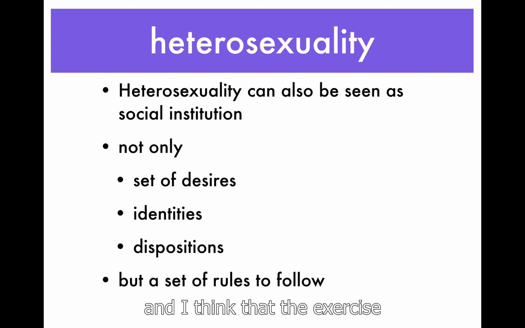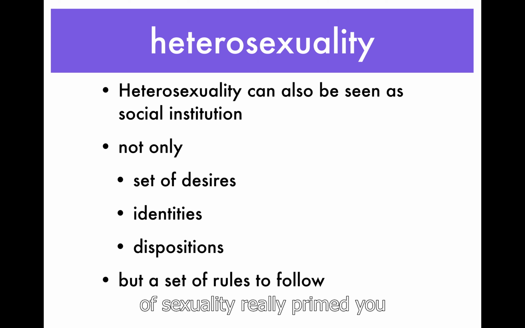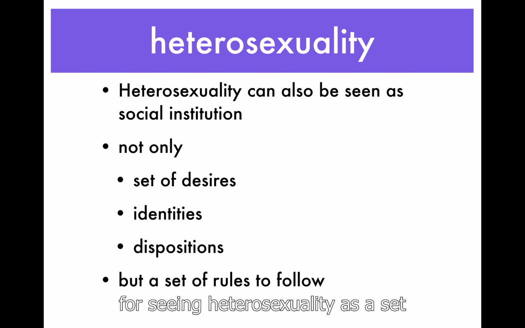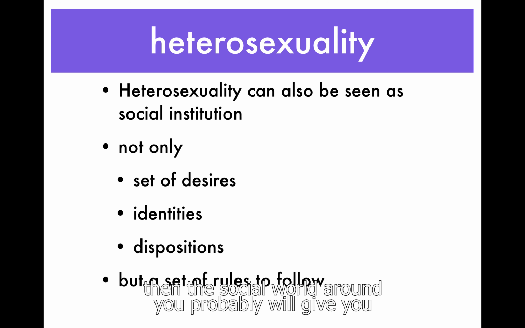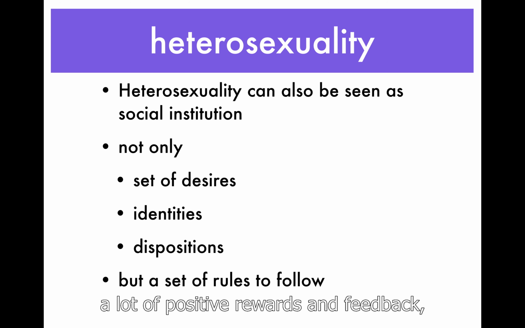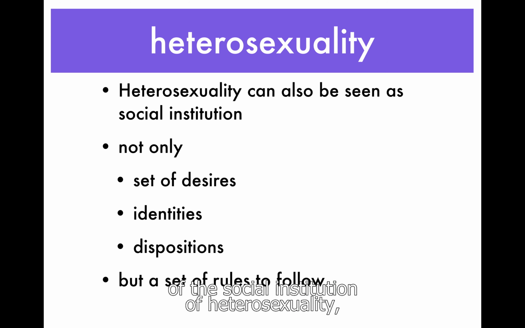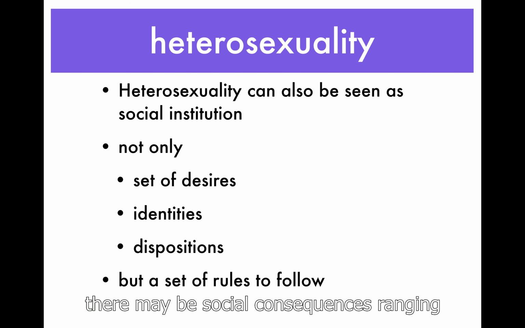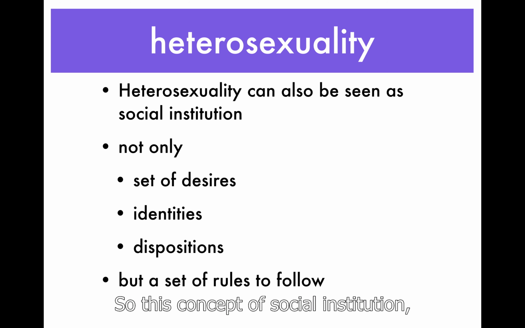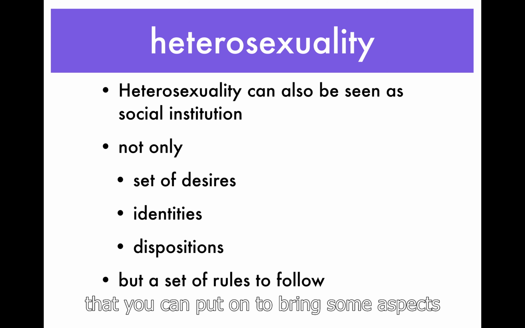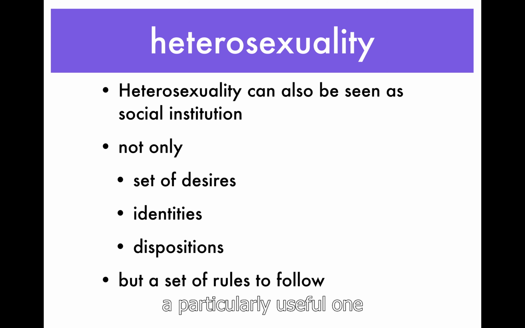And I think that the exercise that you already did to build the hierarchy of sexuality really primed you for seeing heterosexuality as a set of rules to follow, right? If you find a lifelong partner, if you get married to that partner, if you have children and stay married, then the social world around you probably will give you a lot of positive rewards and feedback. And if you violate those sexual rules of the social institution of heterosexuality, there may be social consequences ranging from mild to severe, right? So this concept of social institution, once again, is a theoretical lens that you can put on to bring some aspects of reality into focus. And I think it's a particularly useful one for understanding gender and sexuality.